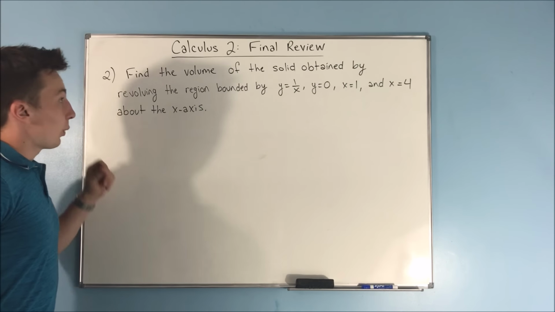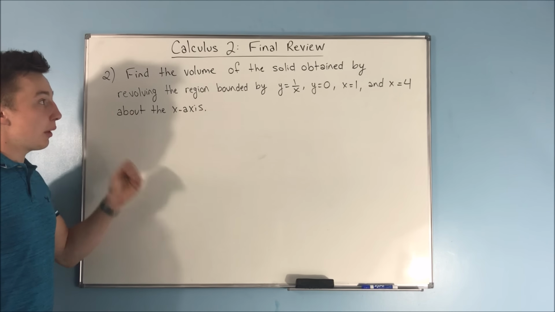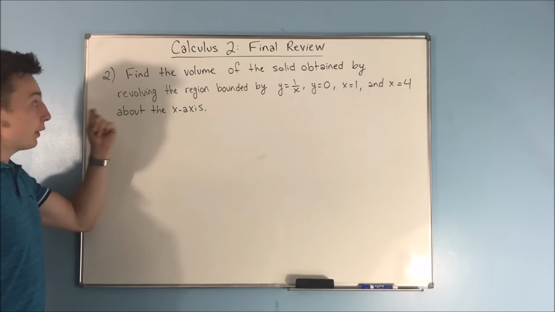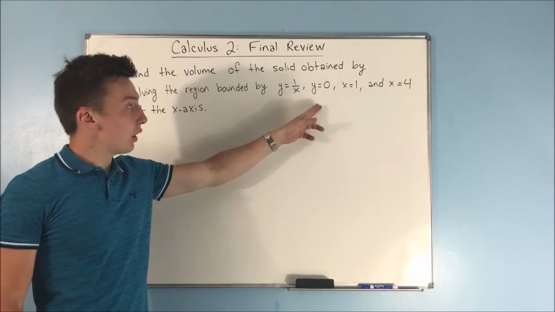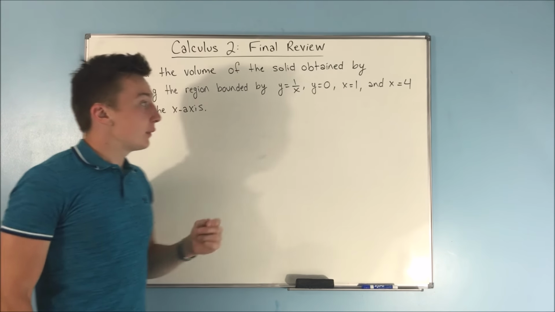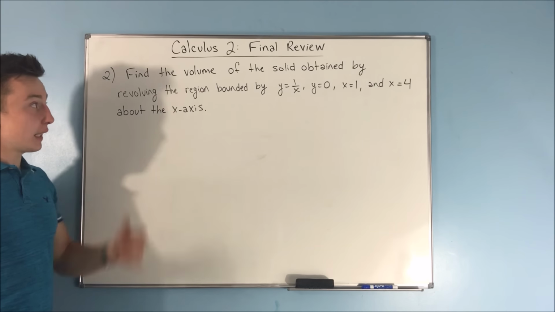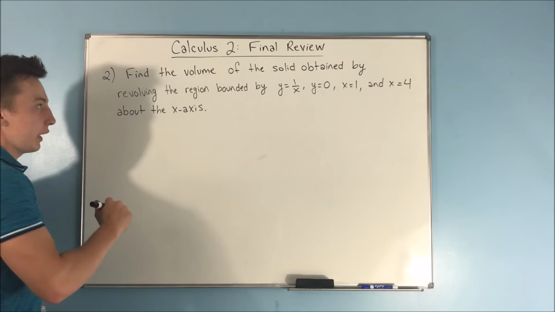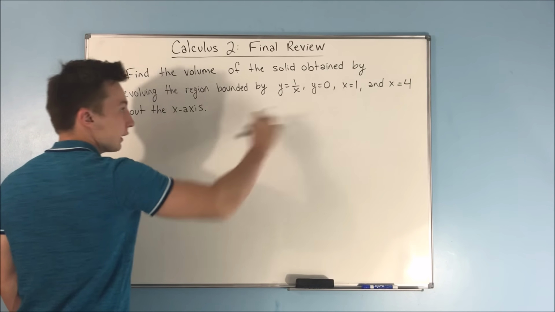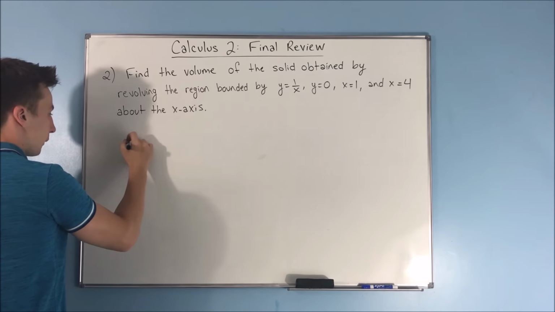All right, so question number 2, we want to find the volume of the solid obtained by revolving the region bounded by y equals 1 over x, y equals 0, x equals 1, and x equals 4 about the x-axis. So let's get an idea of what we're looking at here. We have this region bounded by these 4 curves here. So we can graph that.